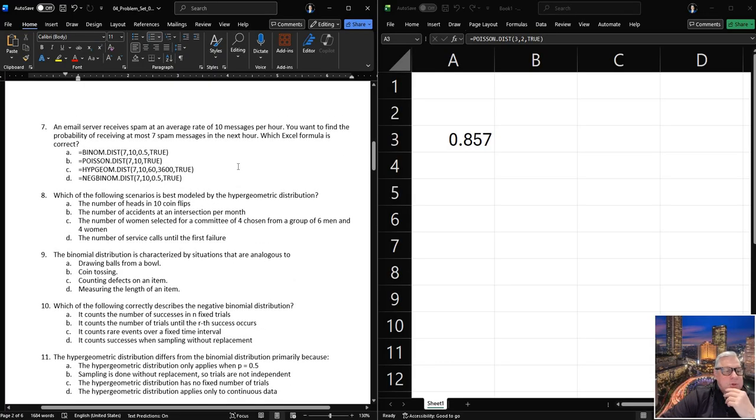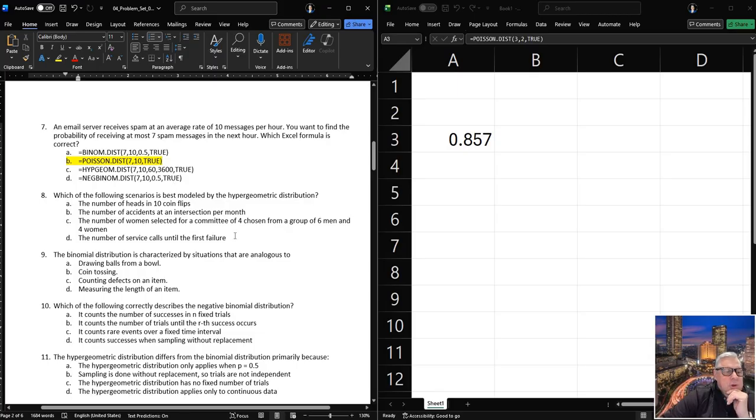Okay, an email server receives spam at an average rate of 10 messages per hour. You want to find the probability of receiving at most 7 spam messages in the next hour. Which Excel formula is correct? So that's obviously the Poisson distribution. And it would be 7 occurrences when the average is 10, and the at most indicates we want the cumulative probability.